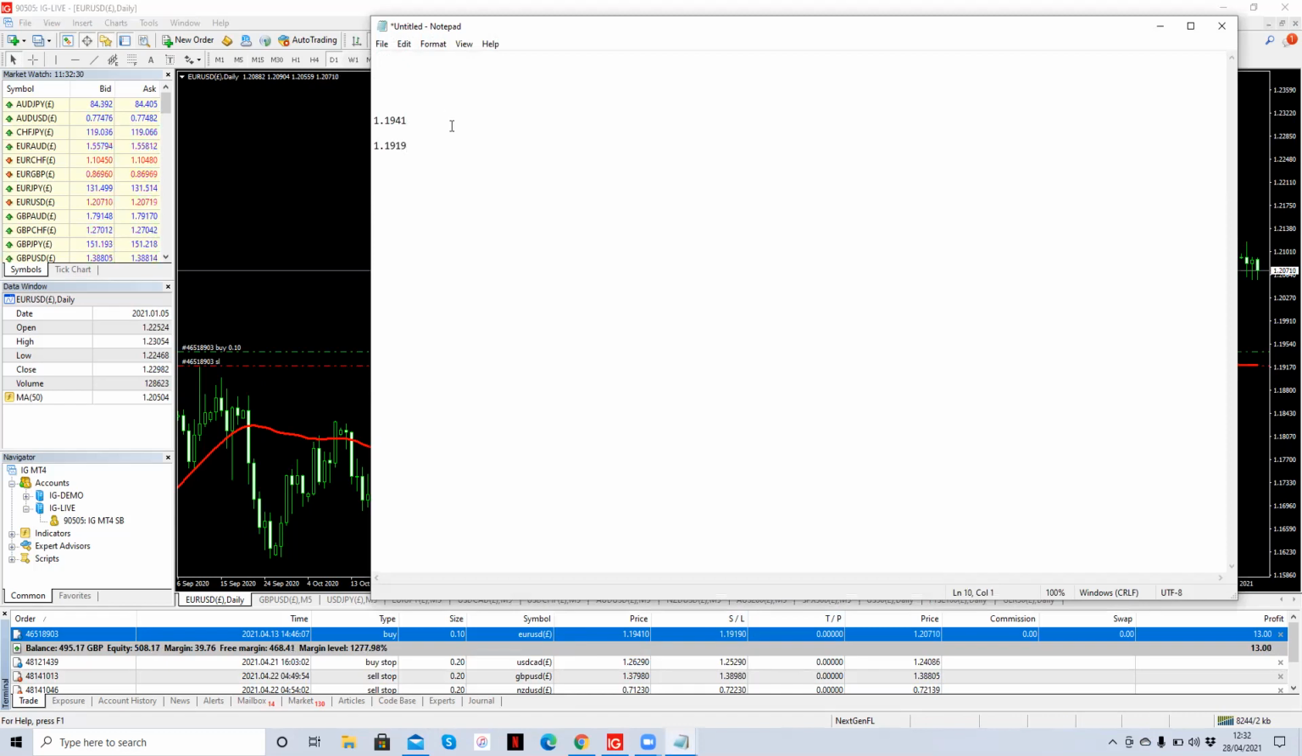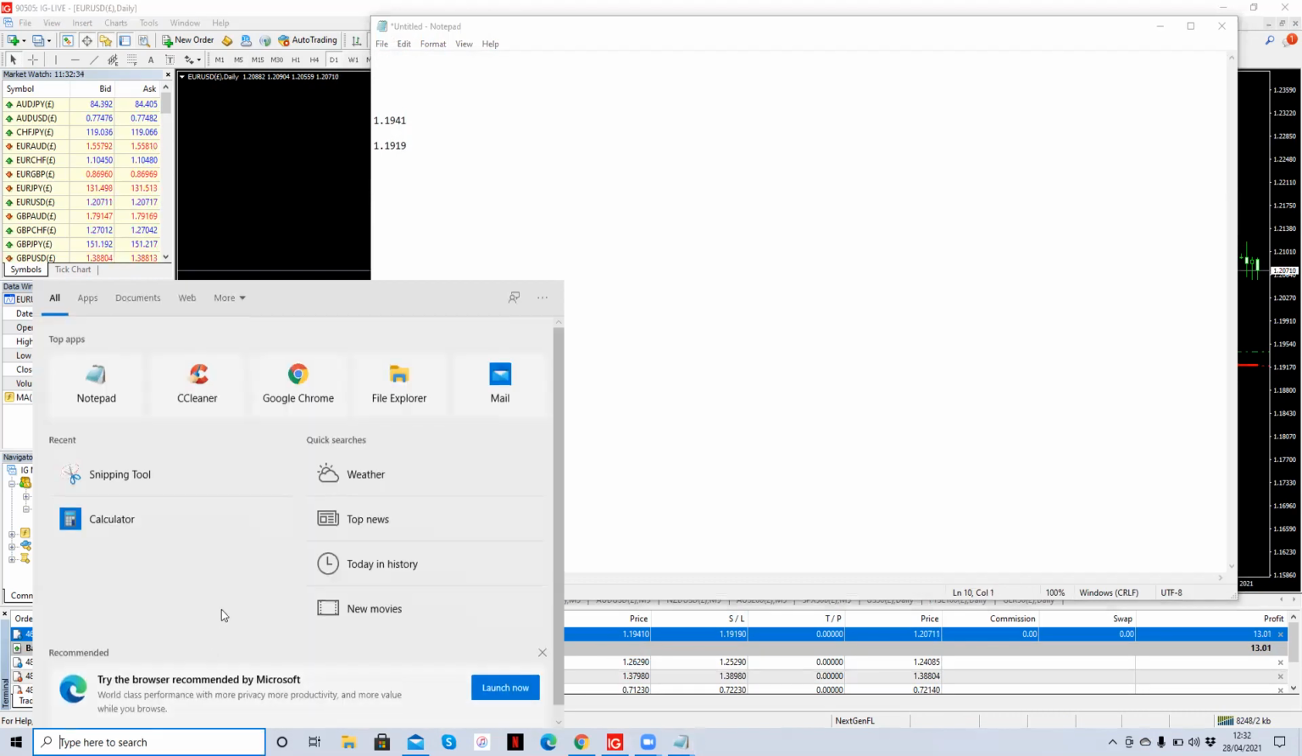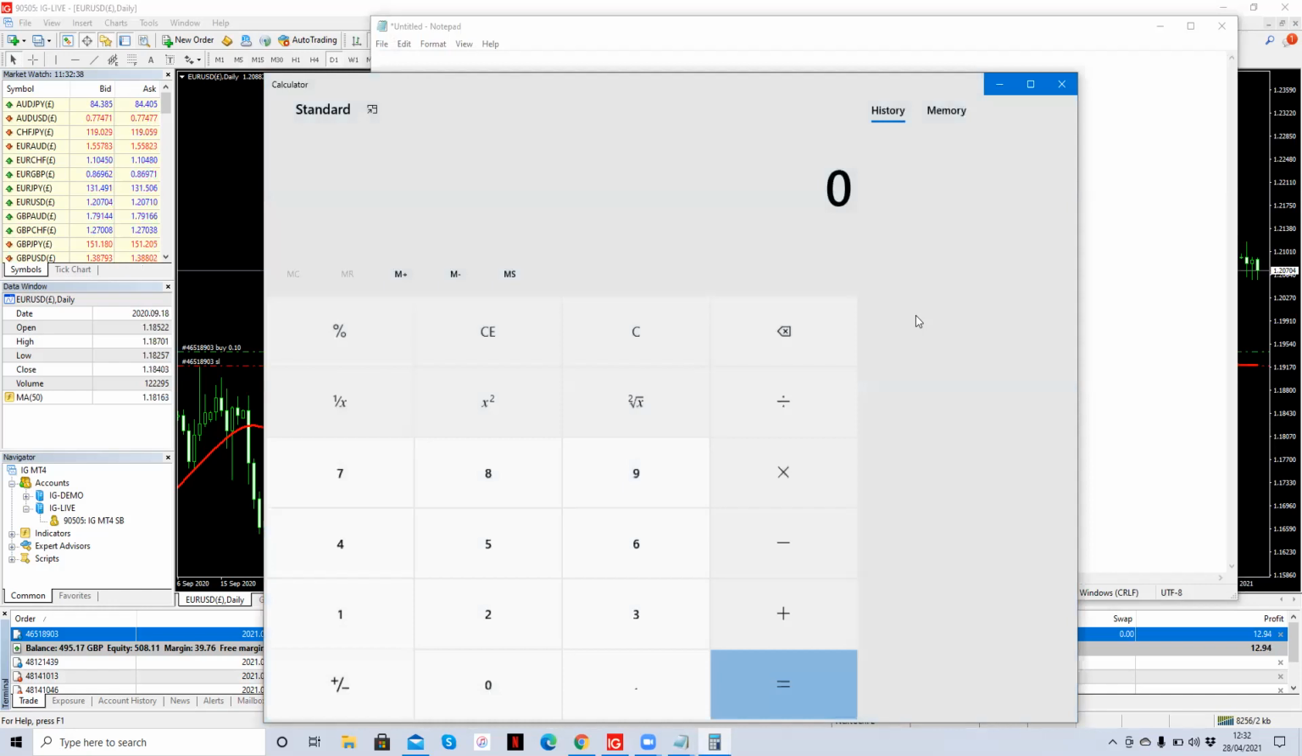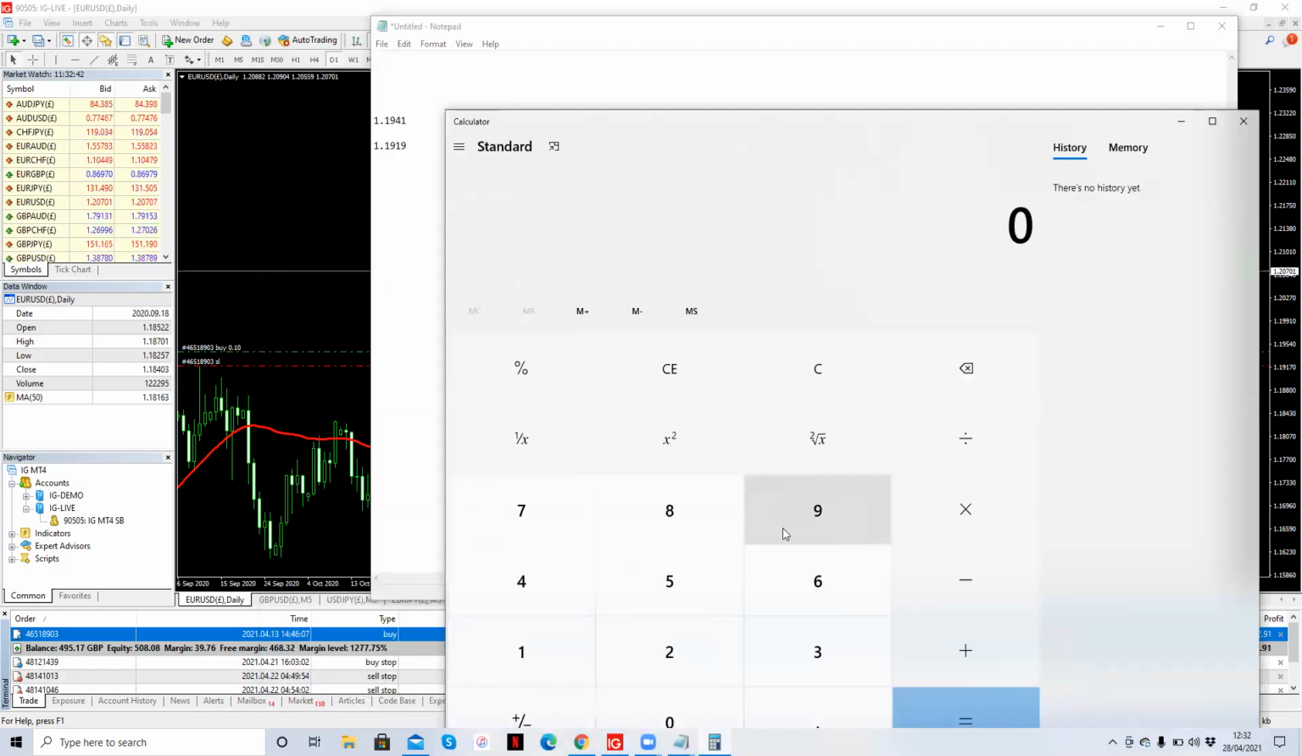So you can see I'm now risking 1941 minus, I have to bring out a calculator. I can't do mental maths. Again, going back to what I said about making life easy for you. If you're very good with mental math, you don't have to bring out a calculator like I do. But mental math stresses me out. So I do use the calculator. It makes life easy for me.